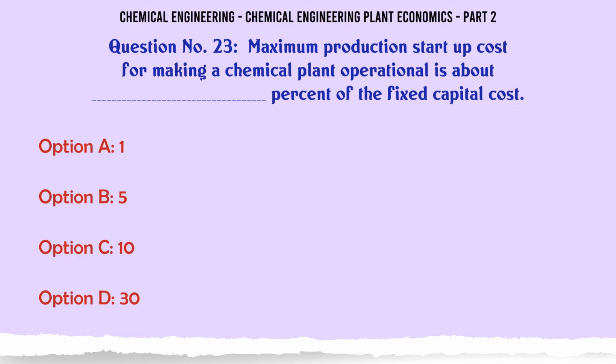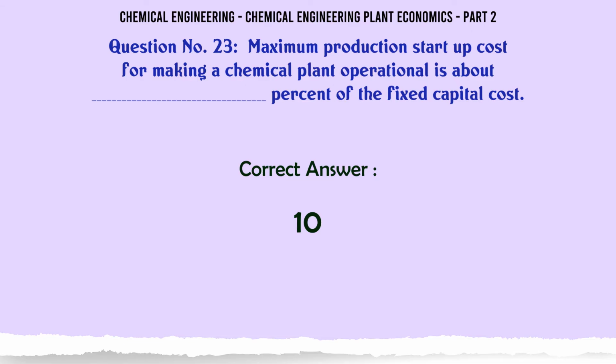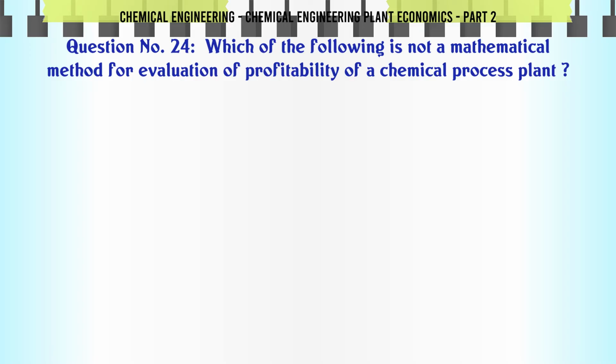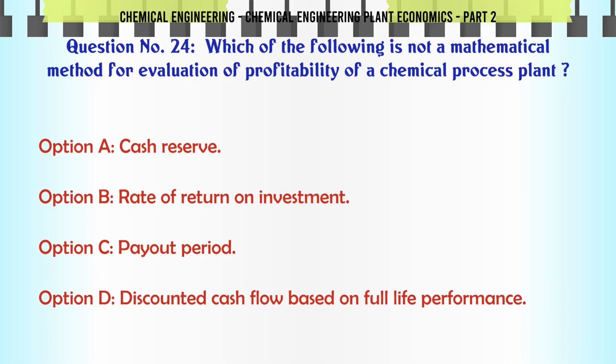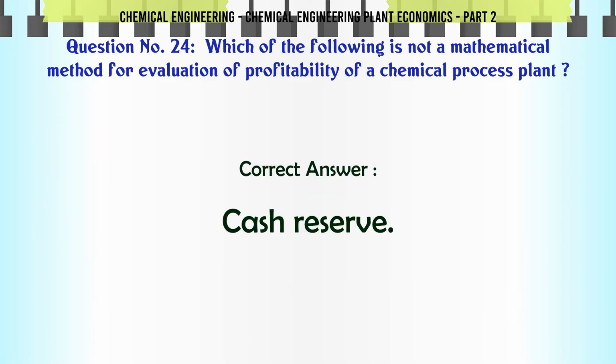A. 1, B. 5, C. 10, D. 30. The correct answer is 10. Which of the following is not a mathematical method for evaluation of profitability of a chemical process plant? A. Cash reserve, B. Rate of return on investment, C. Payout period, D. Discounted cash flow based on full life performance. The correct answer is cash reserve.